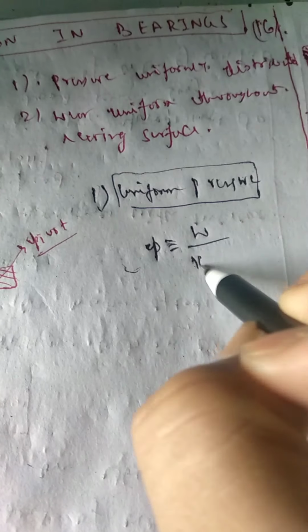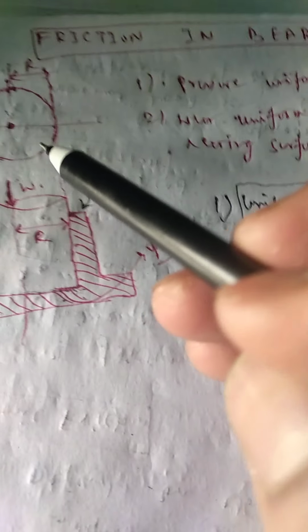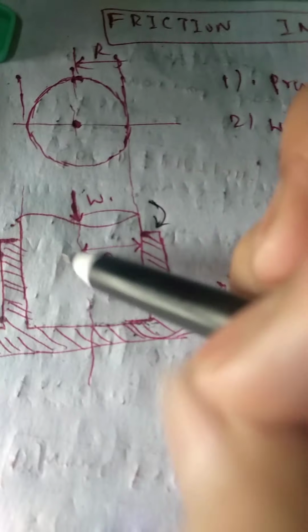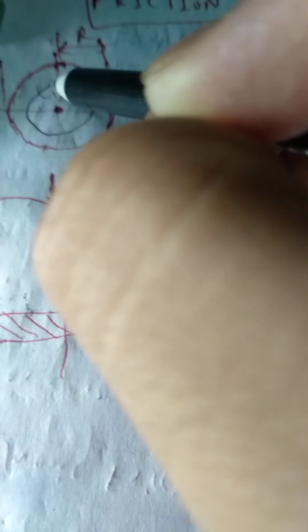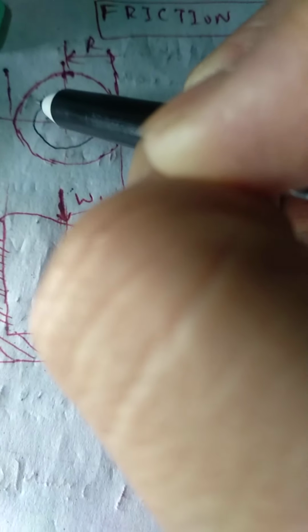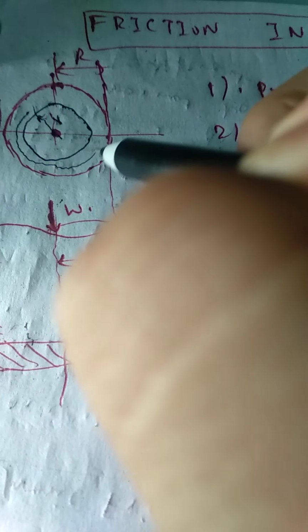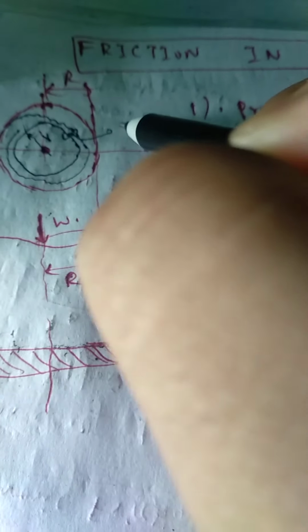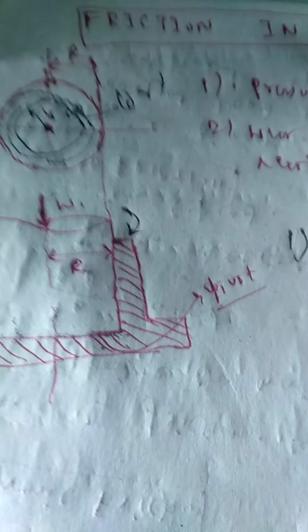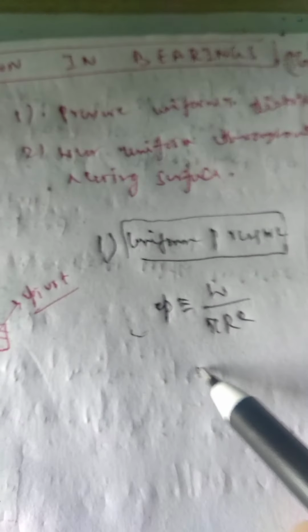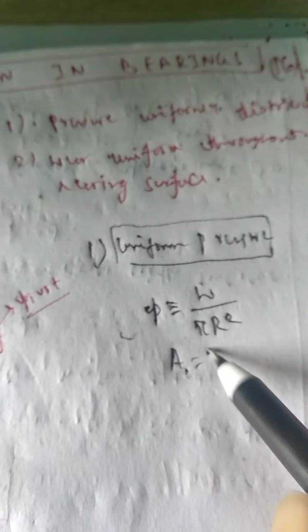Now we will consider an elemental area at a distance of, say, small r, having a thickness of, suppose, dr. The area of this elemental surface will be 2 pi r into dr.